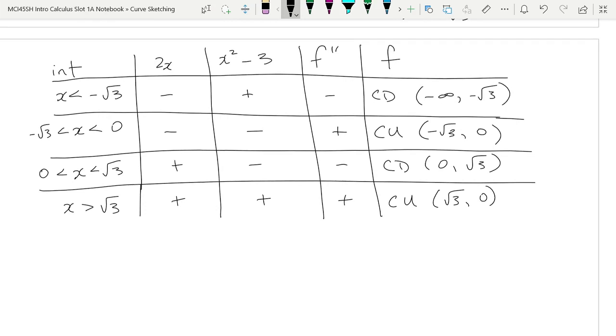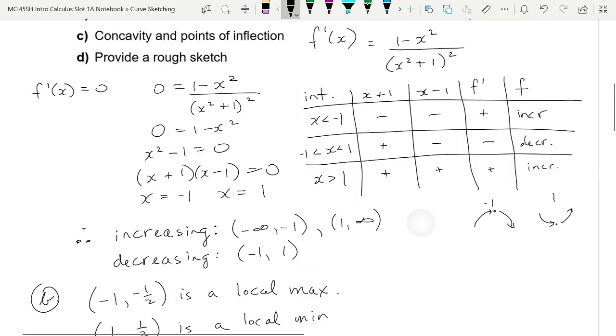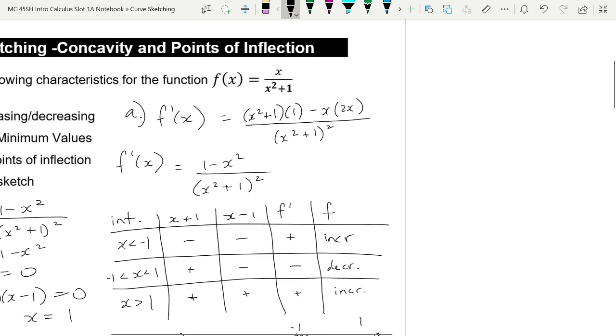Therefore, it is a point of inflection. So negative root 3 is a point of inflection. I might go back to my original function here. Let's see, what happens when you plug in negative root 3 to that? Let's get the y coordinate. Well, the top will be negative root 3. When you square a square root, you just get, what would that be? Negative 3, right? Hang on a sec, let me think about that for a second.